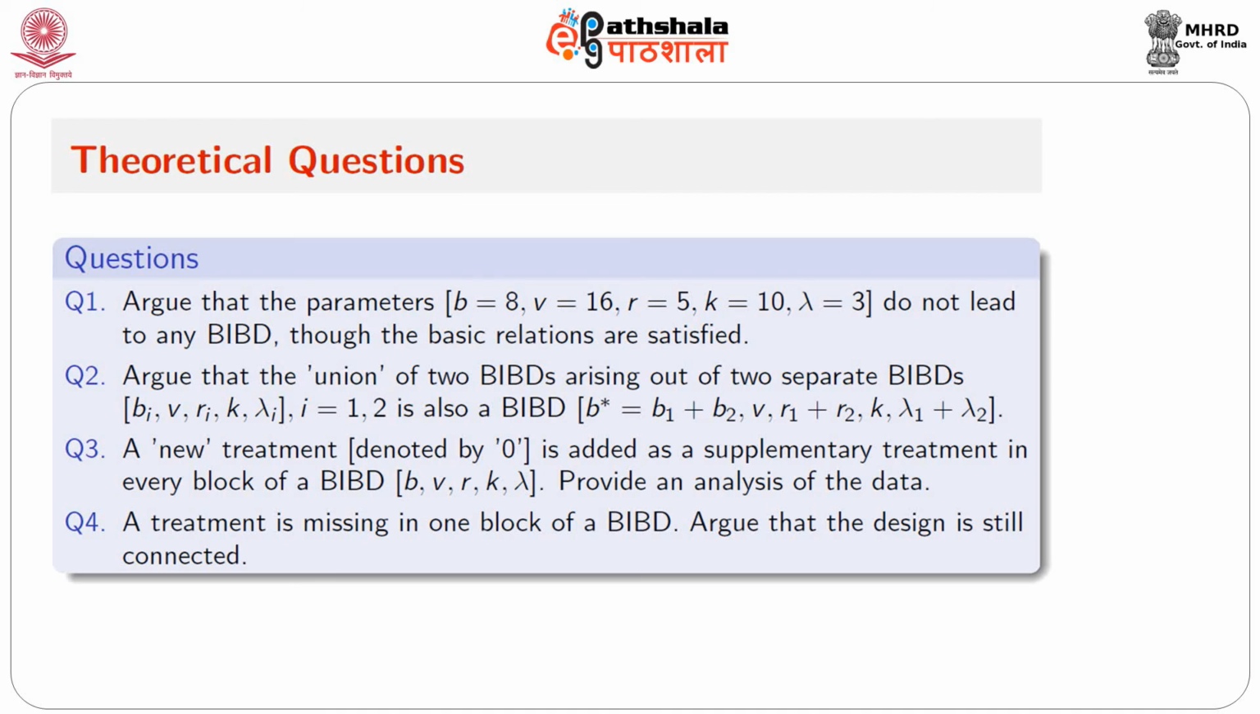Okay, what is the next one? Here is the next one. A treatment is missing in one block of a BIBD and we need to argue that the design is still connected. It's a very simple question but it's a bit tricky. There is a BIBD and in one block one treatment is missing. You have to argue that the design is still connected. Because this treatment not only occurs once, it occurs R times, and in the BIBD R is more than 1, so there are other places where it is coming. It will not be totally deleted from the experiment anyway. So you can argue that the design is still connected.